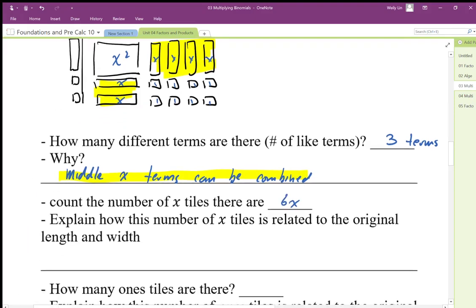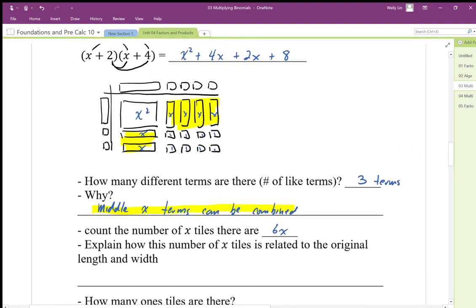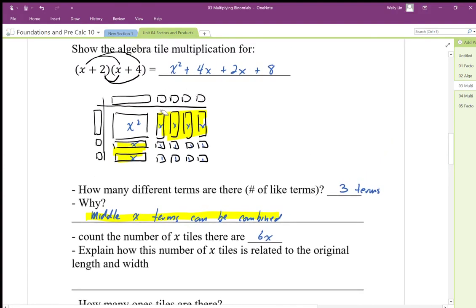And the number of x tiles is related to original length and width, in that we get the 6 x tiles from these 4 ones and these 2 ones. Okay? So the length of plus 2 generates 2 x's, and the width of plus 4 generates the 4 x's.